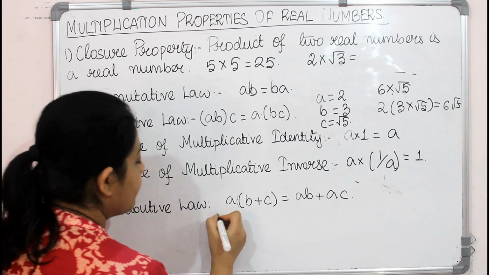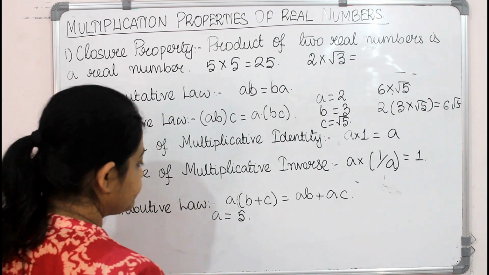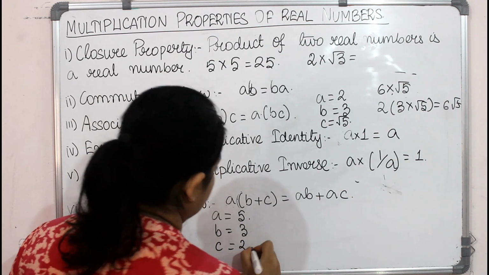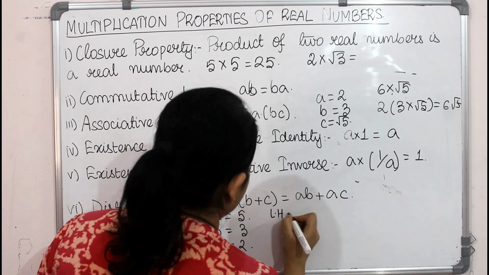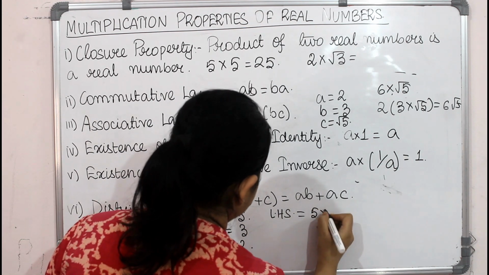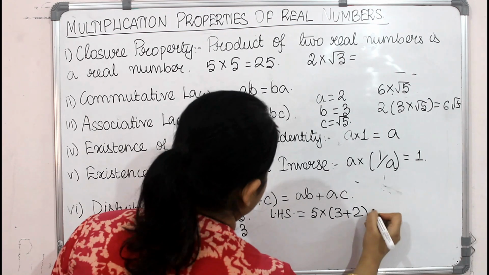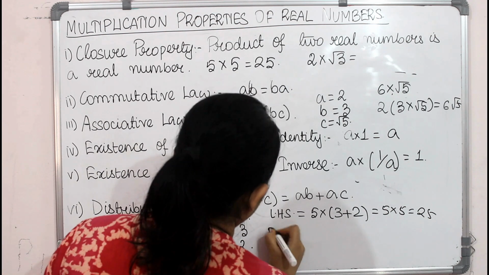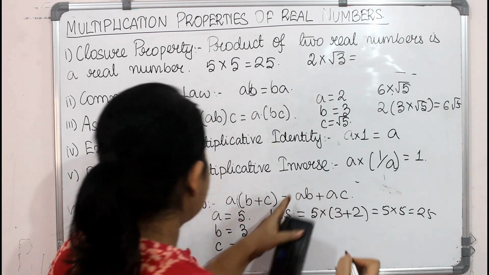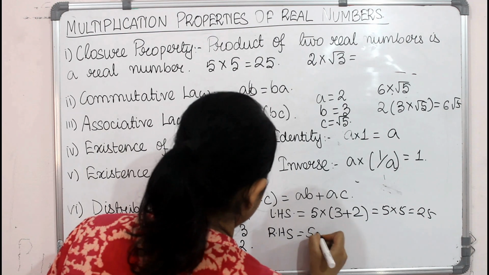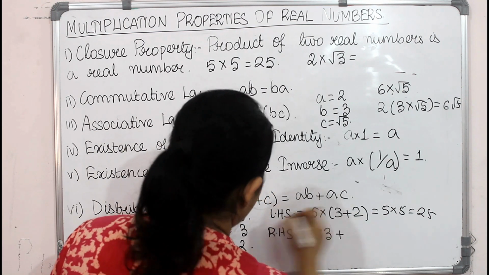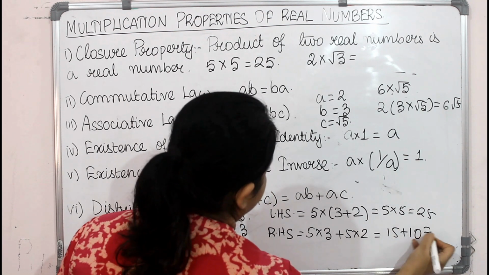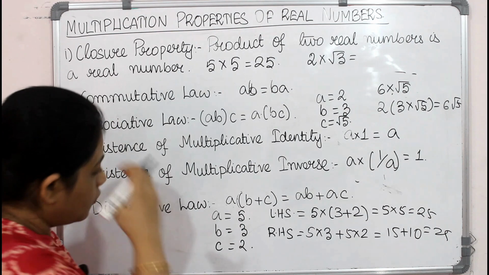So let's check. Suppose I write A as 5, B as 3 and C as 2. The left hand side is 5 into (3 plus 2). So 5 into 5 is 25. Now let us take the right hand side, A into B plus A into C. So 5 into 3 plus 5 into 2. 5 into 3 is 15 plus 10, that is 25. So it also follows the distributive law.